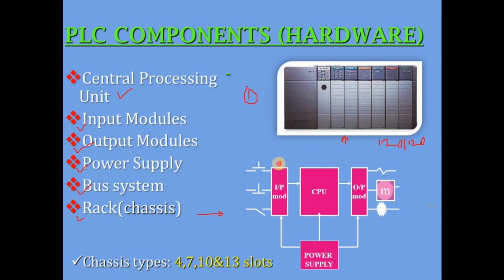Here you can see this is the structure of a PLC. This one is the input module, output module. In between them, you can observe the CPU, and this one is the power supply, right? As we have already discussed the PLC signal flow, here I'm just telling you the most important part.